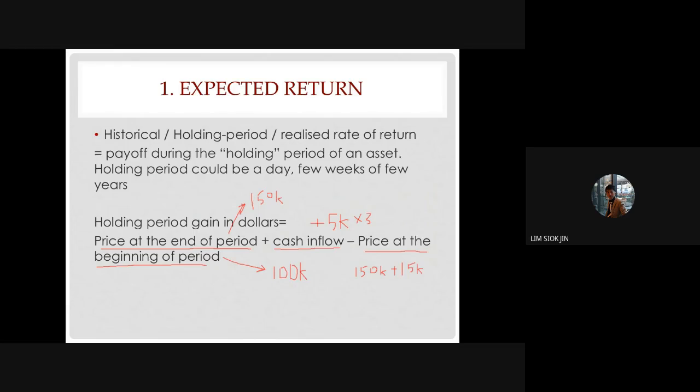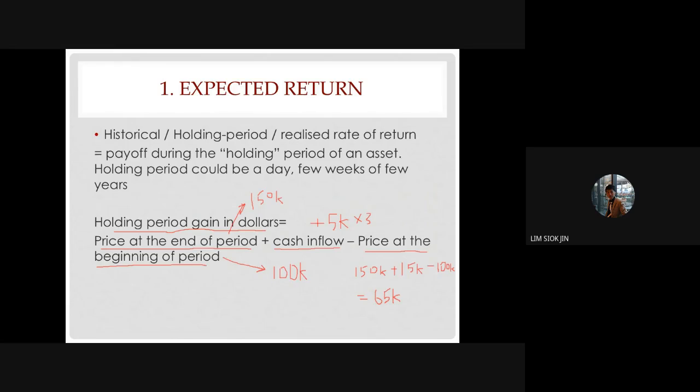And minus how much? 100,000, because that is how much you put in. So how much in dollar? 150 plus 15 is 165, minus 100k is 65k. So in 3 years, you manage to make a return of 65,000. This is the holding period gain in dollar.